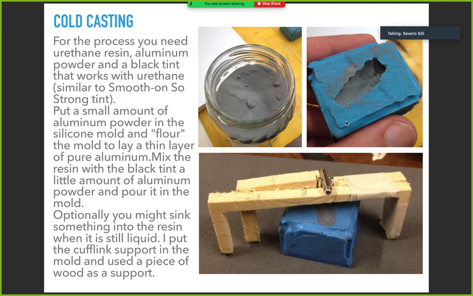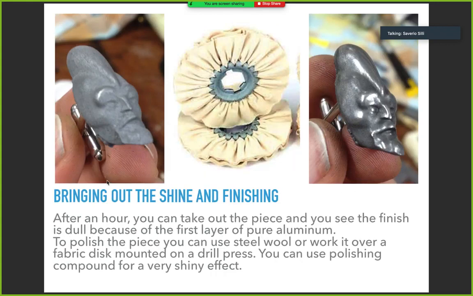In this case, I also incorporated, you see this little metal part coming out, this is some hardware that I bought for making cufflinks. So I just stick half of this metal hardware into the resin, and I created this little bridge with wood just to hang it. And then it came out. This is the cufflink part. This is the material, the resin cast.